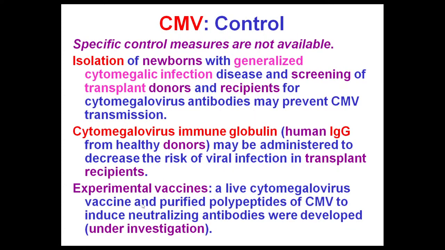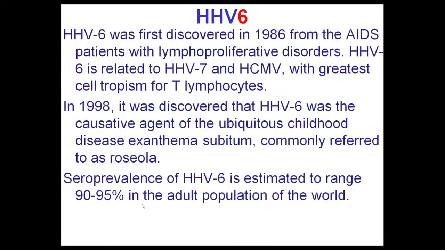How to control? We don't perform vaccination. It is not available. Isolation of newborns with generalized cytomegalovirus infection and screening of transplant donors and recipients for cytomegalovirus infection may prevent CMV transmission in organ transplantation, blood transfusion, and during pregnancy. Cytomegalovirus immunoglobulin may be administered to decrease the risk of this infection in transplant patients. There are some experimental vaccine candidates, but by now they don't give any good protection against this disease.